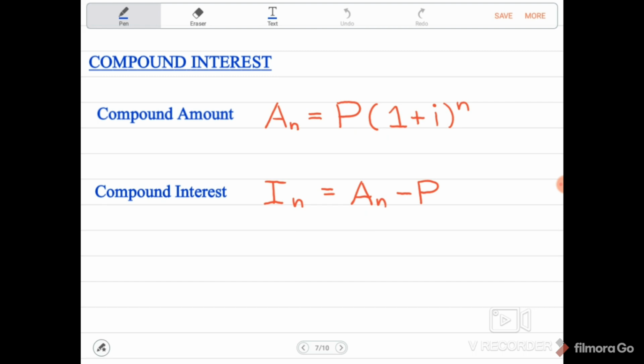Next, we have the compound interest. This will be the formula for the compound amount and compound interest. So, compound amount, A sub n is equal to P times quantity 1 plus I raised to n. Then for the compound interest, that is I sub n is equal to A sub n minus P.